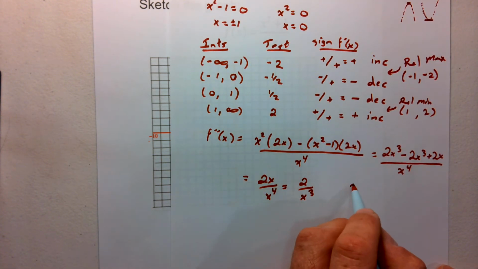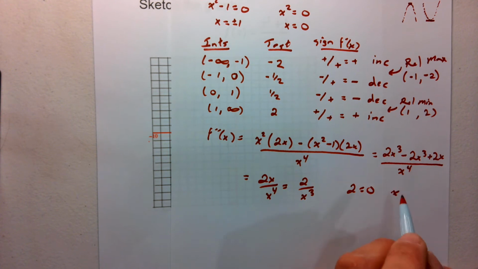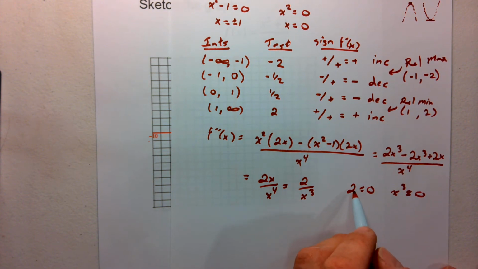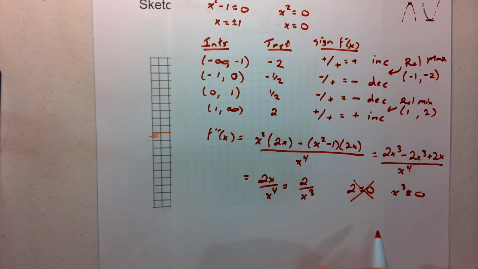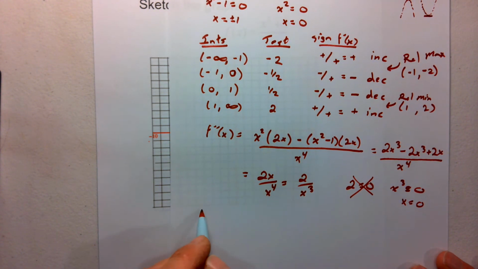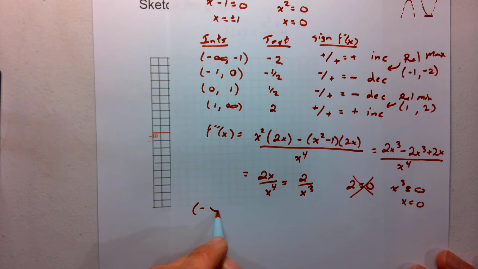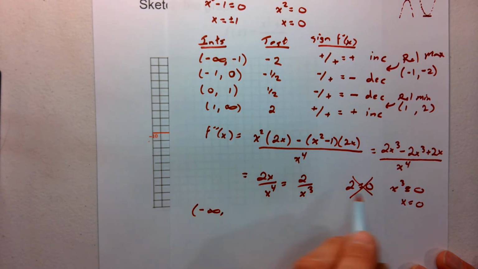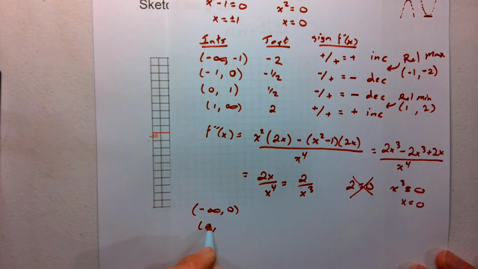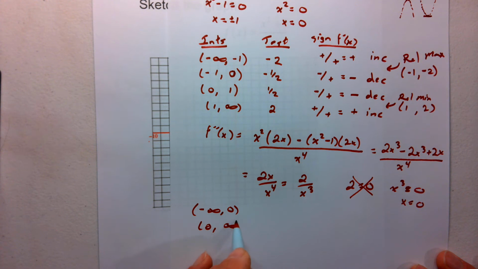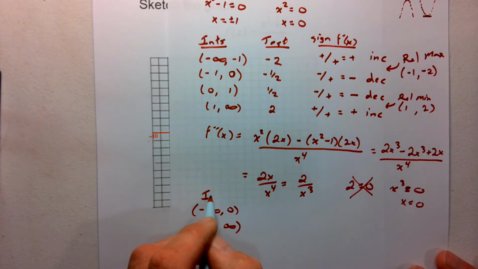So I'm going to set my numerator, again, equal to 0, and I'm going to set my denominator equal to 0 to get my critical values, or my possible points of inflection, from my second derivative. 2 equals 0, that doesn't make sense to us, but with x to the third, we get a value out. We get x equals 0. So we're going to set up our intervals, again: negative infinity to our first point of interest, which is x equals 0, and then 0 to our next point. Since we don't have any, it's going to be infinity. So those are my intervals.